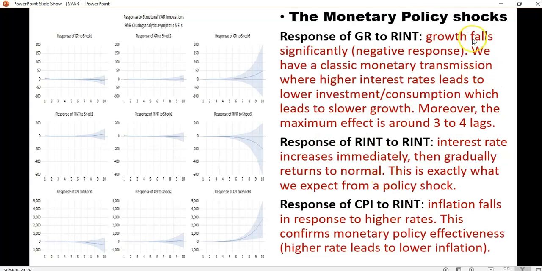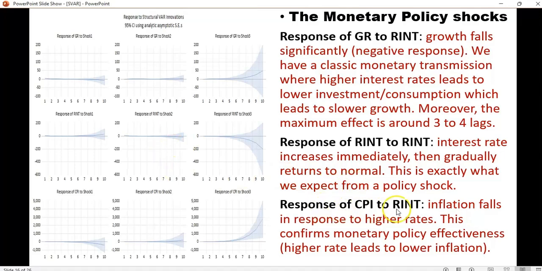When we come to the monetary policy shock, the response of growth rate to real interest rate: growth falls significantly, a negative response. We have a classic monetary transmission where higher interest rate leads to lower investment or consumption, which leads to slower growth. Moreover, the maximum effect is about 3 to 4 lags. The response of real interest rate to itself shows that interest rate increases immediately, then gradually returns to normal. This is exactly what we expect from a policy shock.